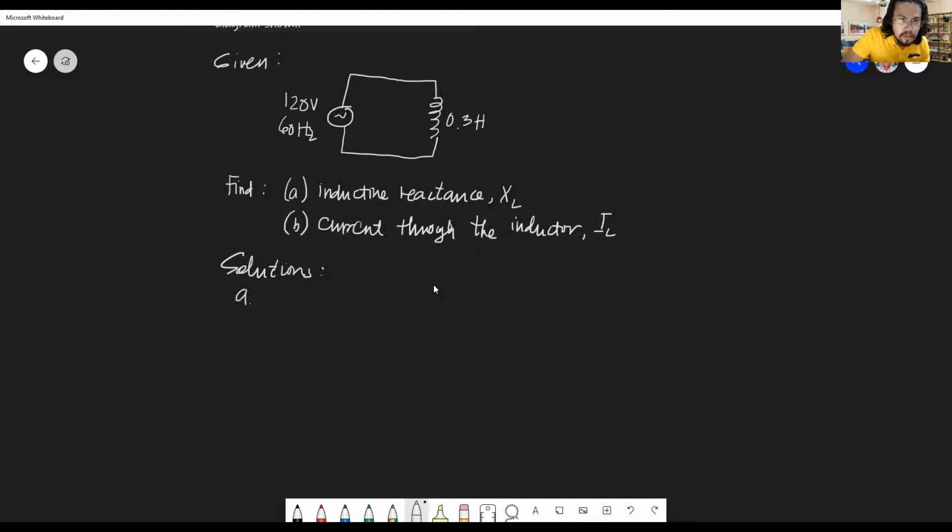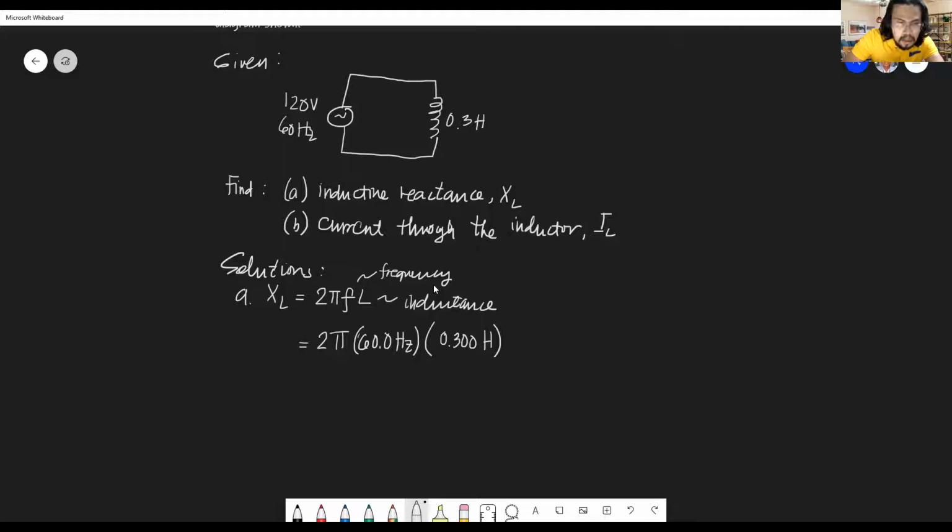So the solution for A: the formula is X sub L equals 2 pi F L. The frequency of the voltage source is already given, and this is the inductance. Again, it's a plug and solve problem, so you directly plug in the values for F and L. F is 60 hertz, and you have your inductance of 0.3 Henry, and you'll be able to solve 113 ohms.